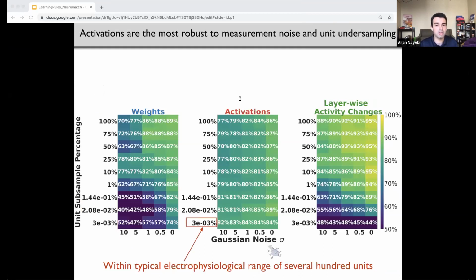Instead, current electrophysiological techniques that measure the activities from hundreds of units could form a good set of neural data to separate learning rules. Recording more units with these techniques can improve learning rule separability from the activities, but it does not seem necessary, at least in this setting, to record a majority of units to perform this separation effectively.